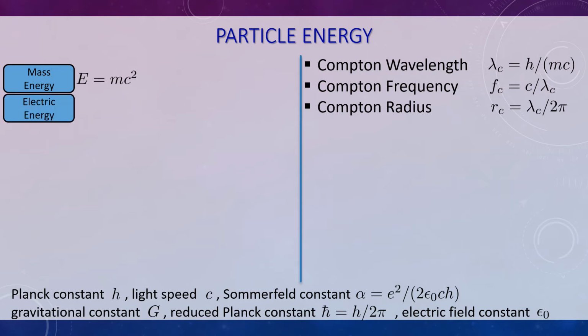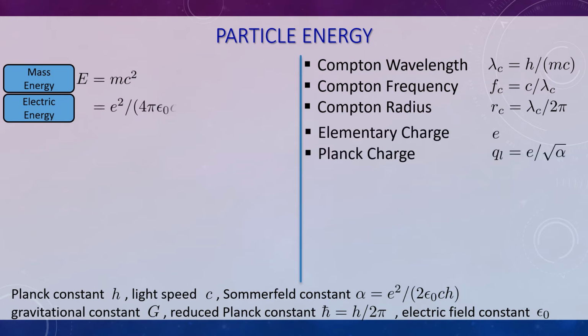The energy of a fundamental particle with elementary charge e can then be described using the electric energy as follows. Interestingly, it's necessary here to multiply the Compton radius with the constant alpha to get the desired result. This constant vanishes if the elementary charge is replaced with the Planck charge, which is approximately 11.7 times greater than the elementary charge.